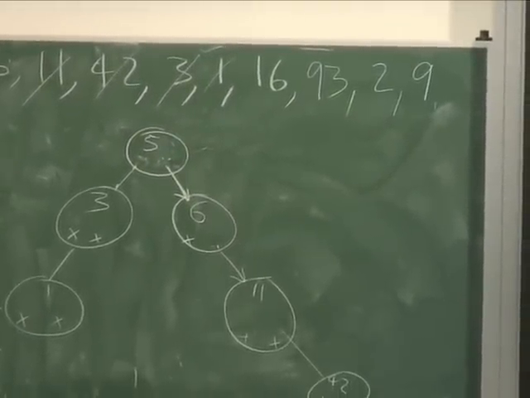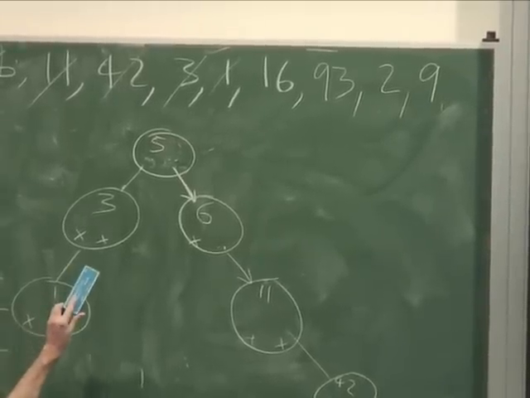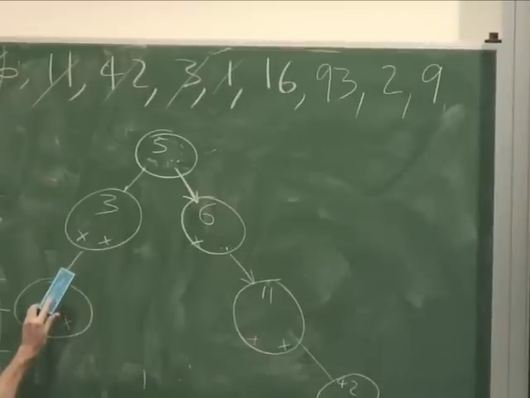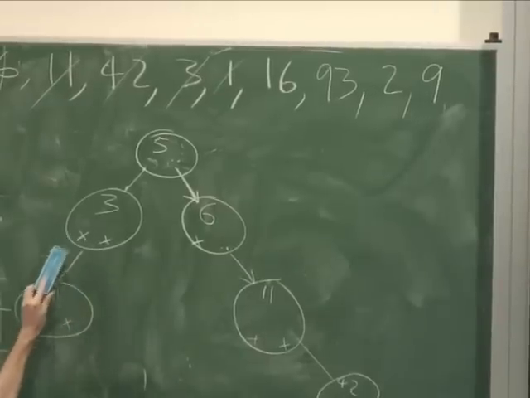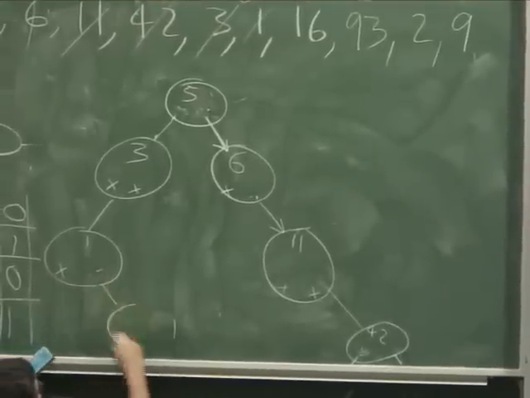No, it doesn't. Let's start at the top. 5 bigger or smaller? 3 bigger or... Oh, you're right. Sorry. 3 bigger or smaller? Smaller. I thought it was going to be bigger, but it's smaller than 3. But it's bigger than 1, so it goes down here. That's right.